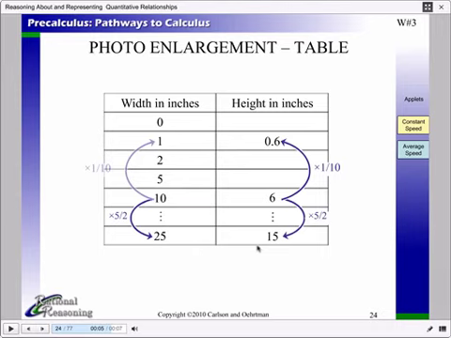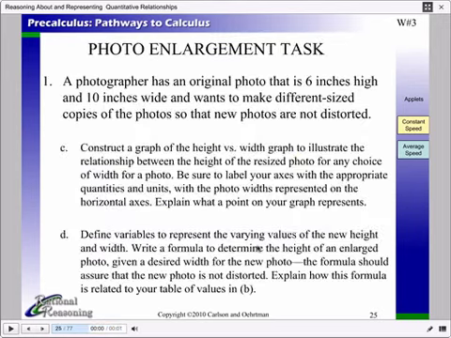So starting with 10 and 6. 1/10 of 10 is 1. Therefore, to get the new height, you take 1/10 of 6. Or, to get from 10 to 25, multiply by 5 halves. Therefore, 6 to get 15, multiply by 5 halves. What kind of reasoning? Here's scaling. We're scaling up one quantity, need to scale up the other one likewise. Anybody have a question? Okay.